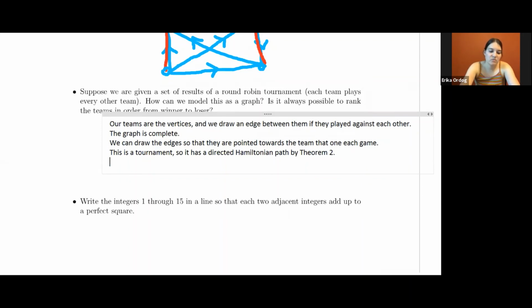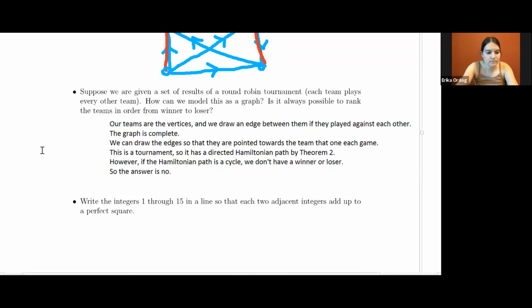Okay, but can we rank them from winner to loser? Do we always necessarily have a first place and a last place? Well, what if that Hamiltonian path is a Hamiltonian cycle? Then we have this loop that goes around and there's not a designated starting and ending point. So if the Hamiltonian path is a cycle, we don't have a winner or a loser. So the answer is no. However, if the path is not a cycle, we can rank the teams in order from winner to loser.